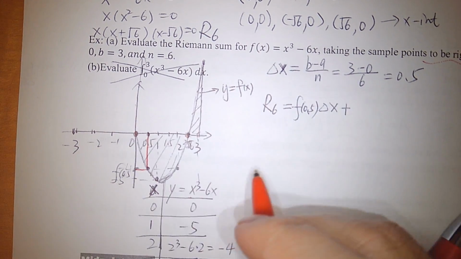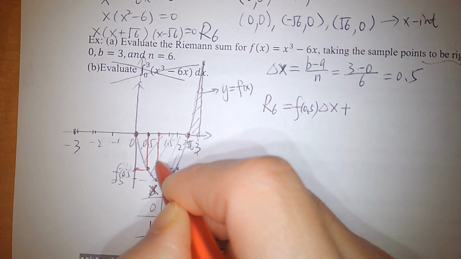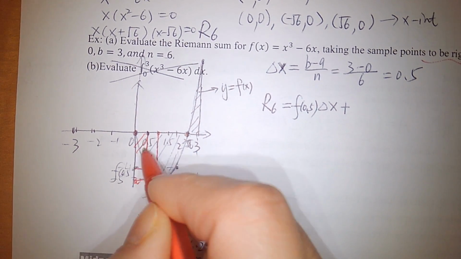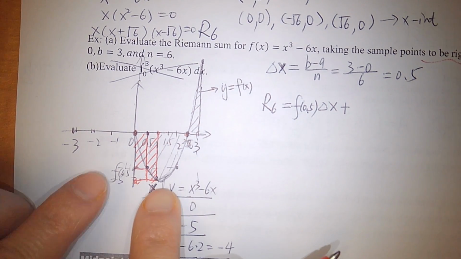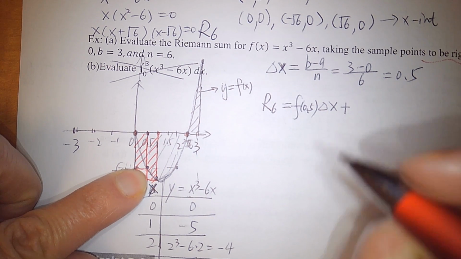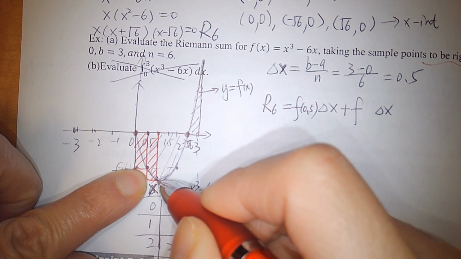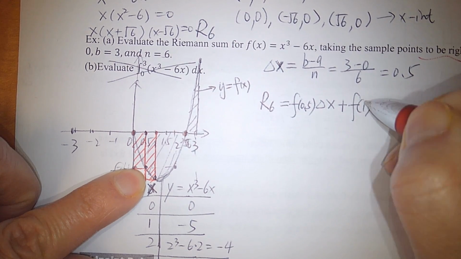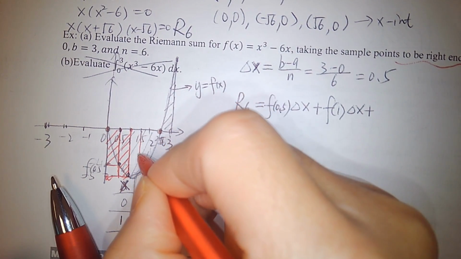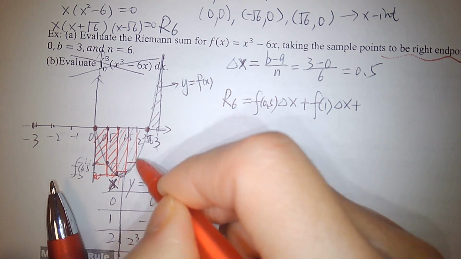Then for the second rectangle, use a second line segment. The right endpoint is when x equals 1. Okay, so we're going to compute the area for this rectangle. The width is still delta x. What is the length? f of 1, right? f of 1, plus f of 0.5, right?